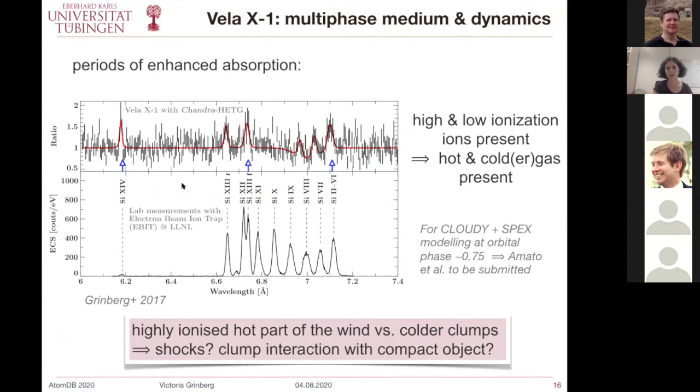In comparison, down here, it's actually lab measurements from Natalie Hell at Lawrence Livermore Lab. Hi, Natalie, if you're listening. So we can see that high and low ionization ions are present in cold and colder gas that we also can try and interpret as, for example, hot part of the wind with colder clumps and then shocks.